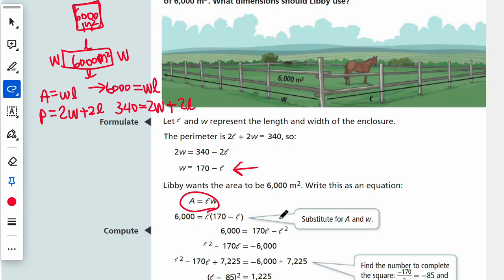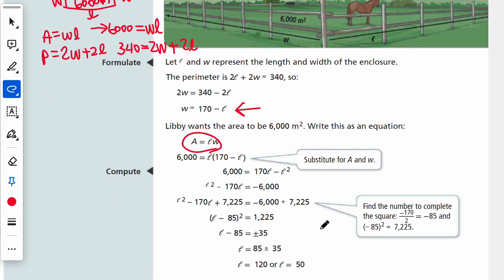So now we have a quadratic equation because if we multiply this out, distribute it out, we have 170L minus L squared. Now we're going to complete the square so that we can factor this out and solve for L, right? So here we're going to use the skills that we just learned, completing the square and factoring them out. So L squared minus 170L would be negative 6,000 if we multiply everything by -1, or if we just switch the sides, right? And then we can complete the square because negative b over 2 squared would be 7,225. We're going to add 7,225 on both sides and factor it out, L minus 85.